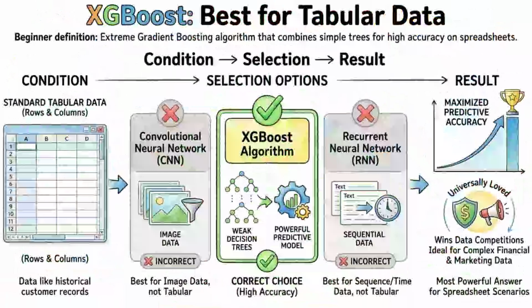When you are dealing with standard tabular data, which simply means data organized neatly into rows and columns like a traditional spreadsheet, the XGBoost algorithm is the absolute king. XGBoost stands for Extreme Gradient Boosting, and it works by combining hundreds of simple, weak decision trees together to create one incredibly powerful predictive model. It is famous for winning countless data science competitions and is universally loved for its high accuracy on complex financial or marketing data. If an exam scenario involves maximizing predictive accuracy on a standard spreadsheet of historical customer data, XGBoost is almost always the correct and most powerful answer.